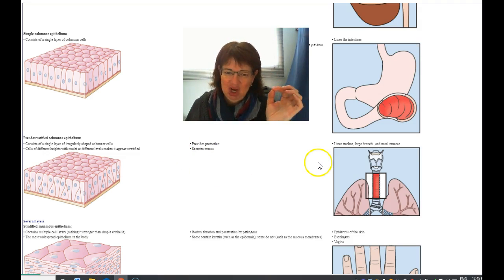Now, there is something called pseudostratified columnar, and this is where it looks like you have more than one column of cells, but if you look at the nuclei, really you just have long, tall, squishy cells. They look like they're in layers, but they're really only one. And the perfect example of this is in the respiratory tract.